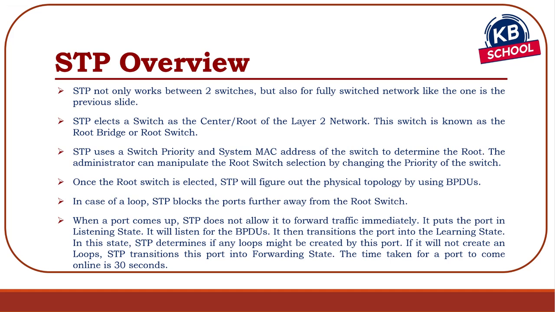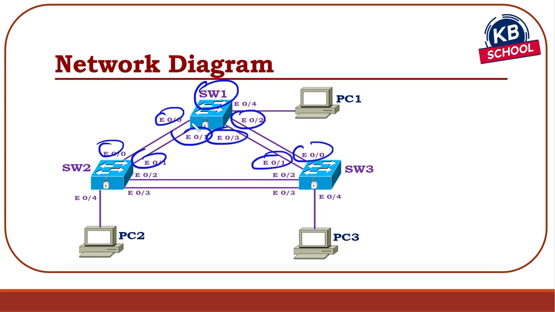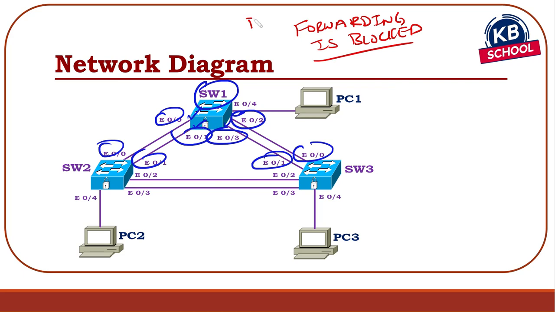What STP does automatically is when a port comes up, let's say this is my first switch that's up. When a new port comes up, now both these ports will come up. Let's say both switch 2 and switch 3 are coming up. When they come up and these ports go live, as soon as they come up, STP does not let them forward any data frames. Forwarding is blocked. So there are no data frames that can go across initially.